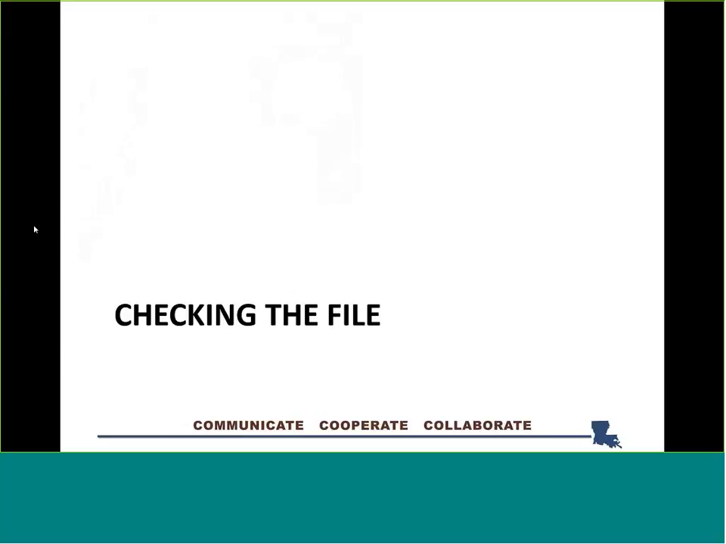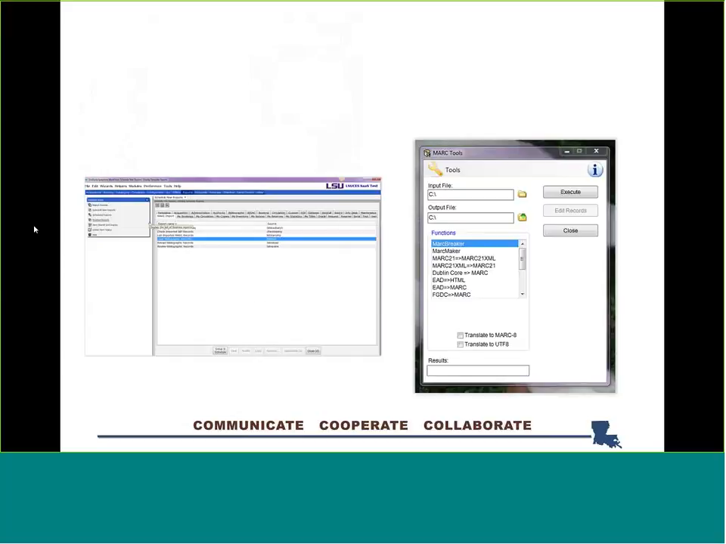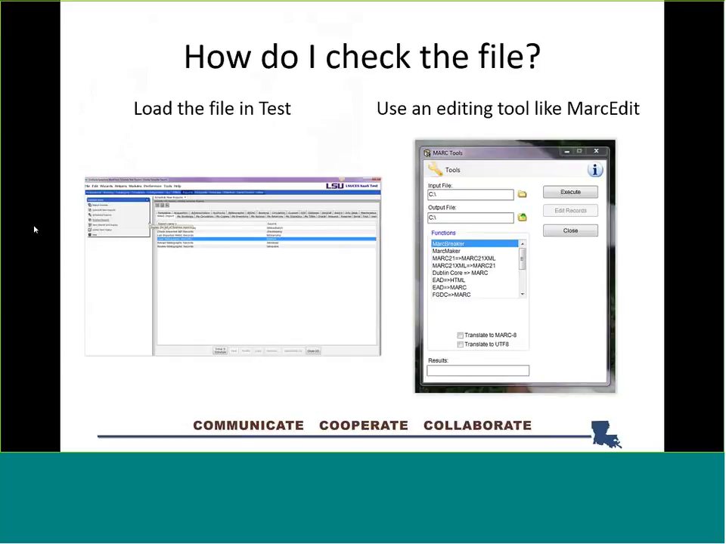So next, we're going to actually discuss checking the file, and there are various reasons why you should do this, which I'll go into in a minute. But first, we're going to look at a couple of ways that you can actually check the file. One way you can do it is just by loading the file in test with no special parameters, just putting them in there and then taking a gander at the record. But another way that you can also do it is using an editing tool like MarcEdit. This is a particularly useful tool if you have a good suspicion that you're going to actually need to edit the records. That way you're not replicating your process.